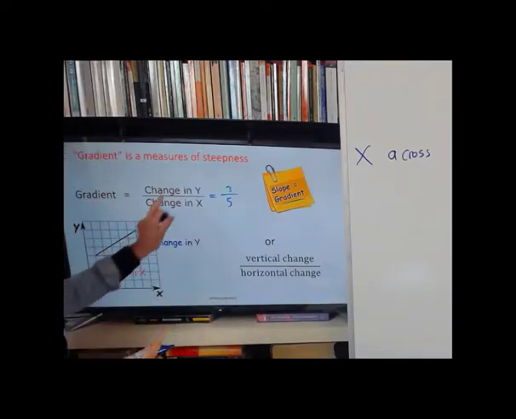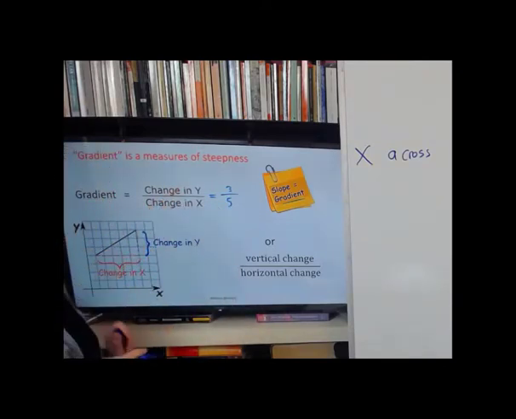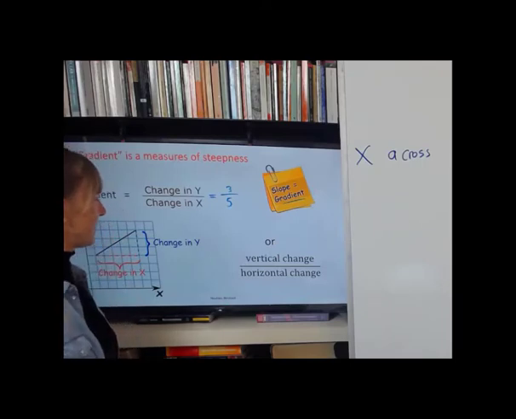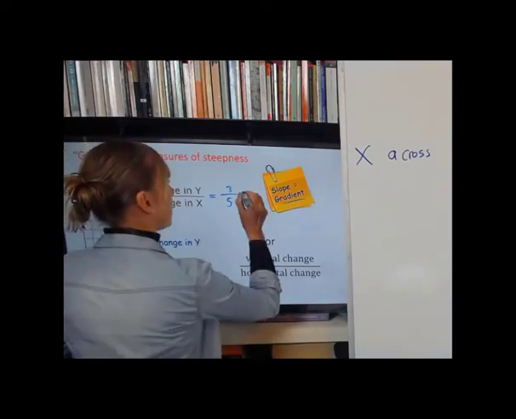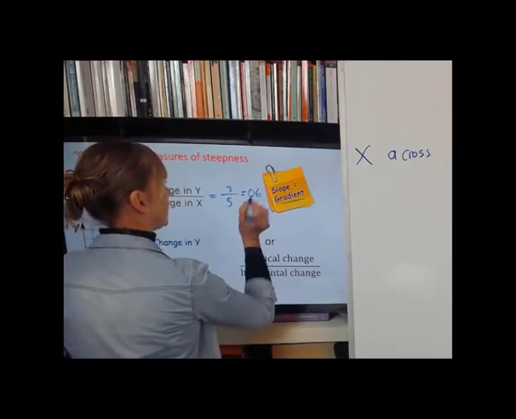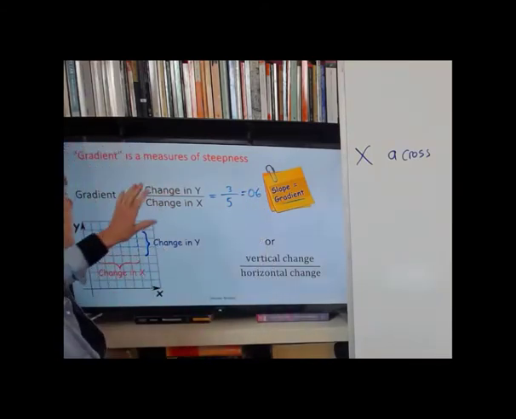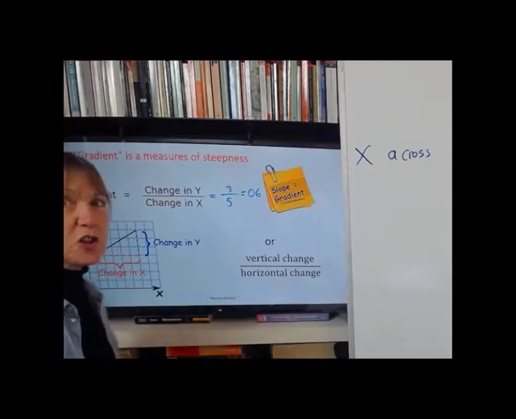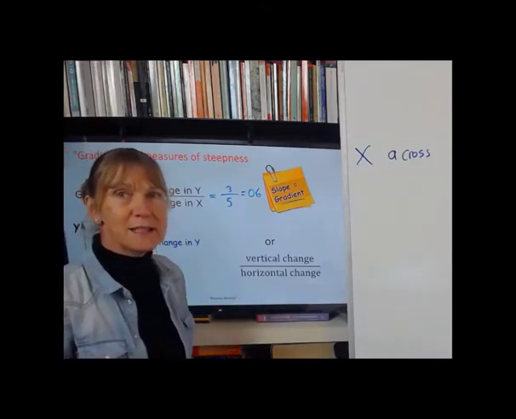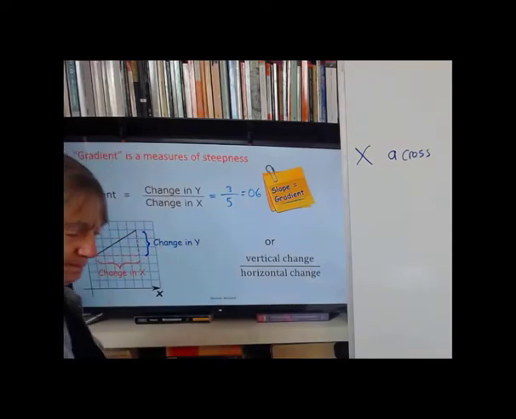And it doesn't matter where on this graph we go, the gradient will be the same everywhere because it's a straight line. So it turns out that the gradient is 3 over 5, or we could think of it as 0.6. Okay, so the change in y over the change in x, or the vertical change over the horizontal change. That is by definition the rate of change.